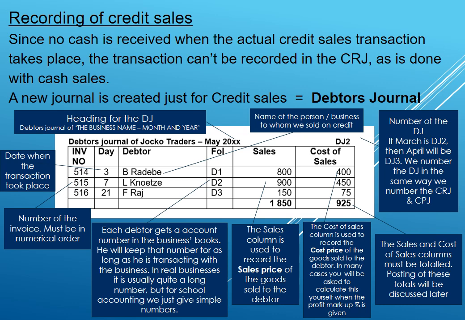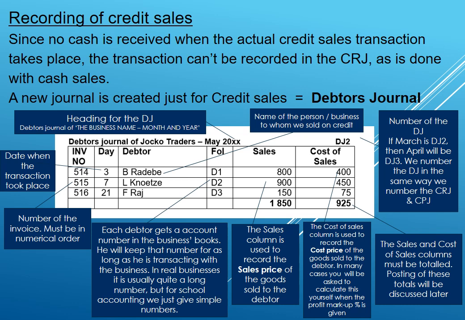correctly and in full. So just as with the CRJ and CPJ, we start the heading now with debtors journal, so the name of the journal, so debtors journal of the business's name dash the month and the year. So just as with CRJ and CPJ, the same thing. This one is now just called a debtors journal. Right. Then we also need to, as with all our other journals, number our debtors journals.